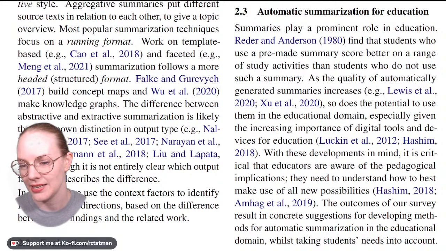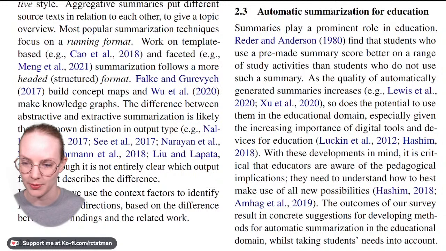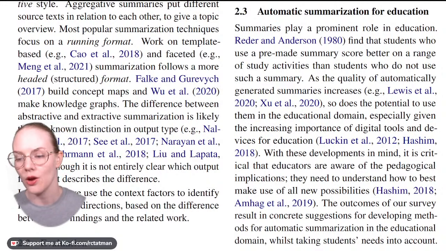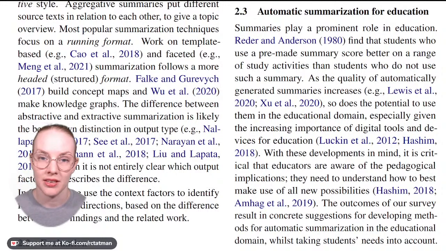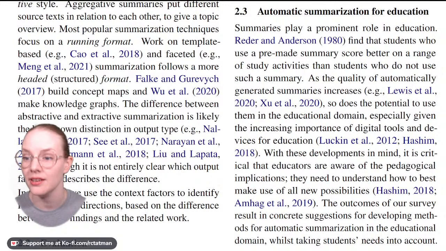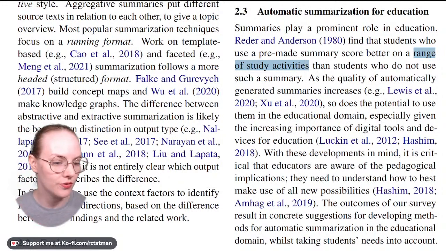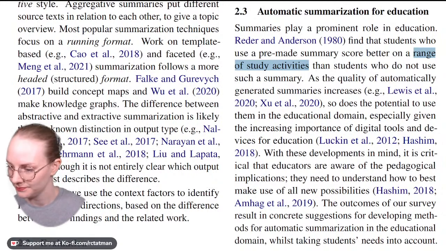With these developments in mind, it is critical that educators are aware of the pedagogical implications. They need to understand how to best make use of all new possibilities. The outcomes of our survey result in concrete suggestions for developing methods for automatic summarization in the educational domain, whilst taking student needs into account. So basically, they're just saying, hey, summaries can be very, very helpful for students. It helps them perform better on testing, or well, a range of study activities, right? So it's not just testing, which is good. So you have a more fully featured view of students. And I haven't read this paper, I should say. But yeah.